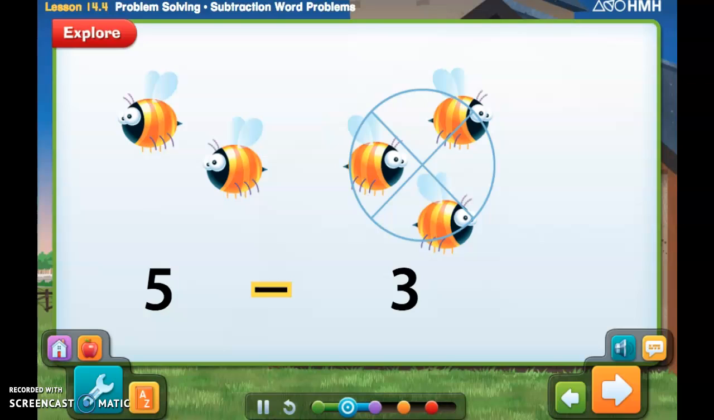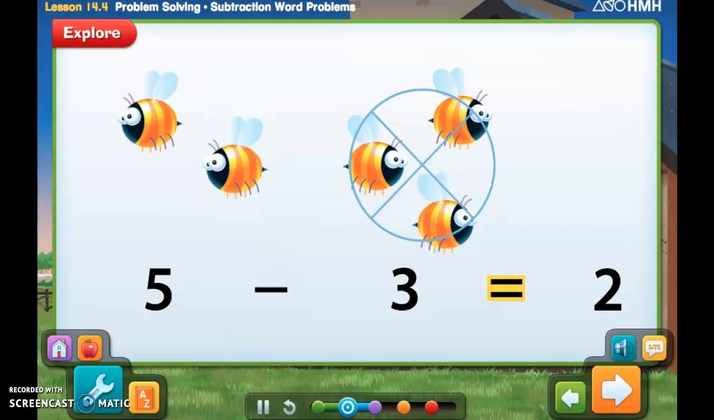So this is a subtraction problem. You can use the minus symbol to show subtraction. 5 minus 3. Let's count to find out how many bees are left. 1, 2. 2 bees are left. The number left is called the difference.